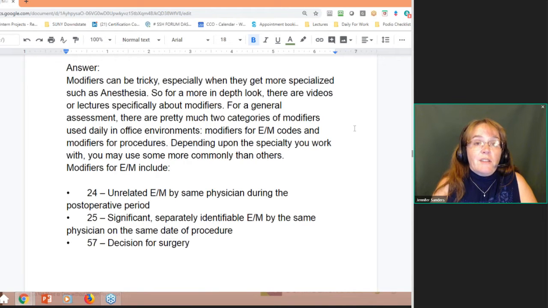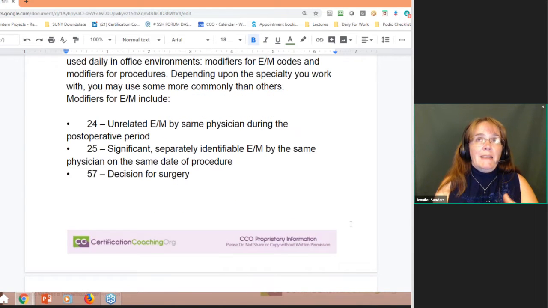There's only 3 modifiers, such as a 24, which is an unrelated evaluation and management during a postoperative period performed by the same physician who did the operative surgical procedure. 25, very, very ever important, 25, the significant and separately identifiable E&M. So something totally different on the same day as a procedure by the same physician performing the procedure, as well as 57, your decision for surgery, which is very important. A lot of times people don't understand that we learn CPT codes, but there's actually a global period attached to CPT codes.